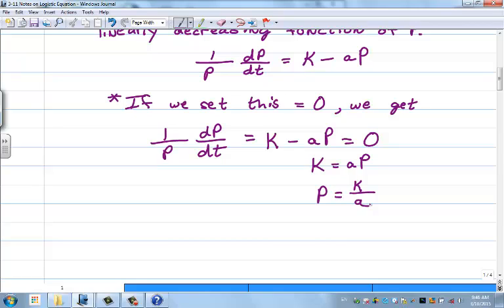Okay, so here's the thing. This is what we call the limiting value of the population, because this is the place where our rate is going to equal 0. Our rate of growth is going to end up equaling 0. All right, so that's our limiting value. That's where our population is going to level off. So let me write that down.